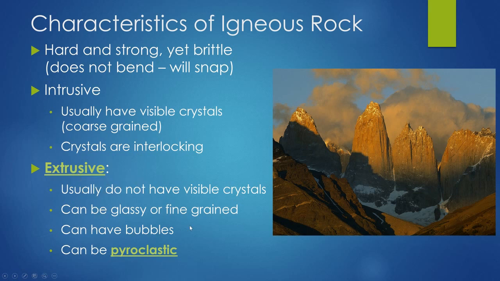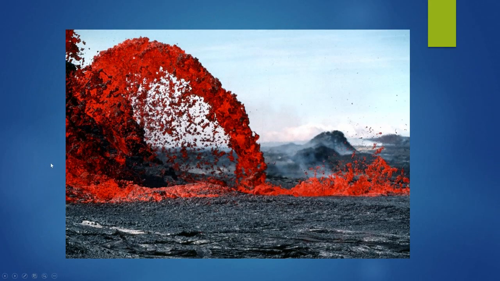Usually do not have visible crystals. Can be glassy. So obsidian is a glassy rock, or fine-grained. So basalt's fine-grained. Can have bubbles in them. Pretty cool. Can be pyroclastic. So pyroclastics actually look like sedimentary rocks. So you could look up on YouTube, you could look up some pyroclastic rocks. Bubbles. So bubbles you're going to get in scoria and pumice. There's a lava fountain. Pretty cool.